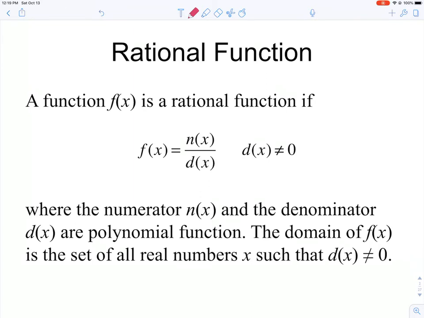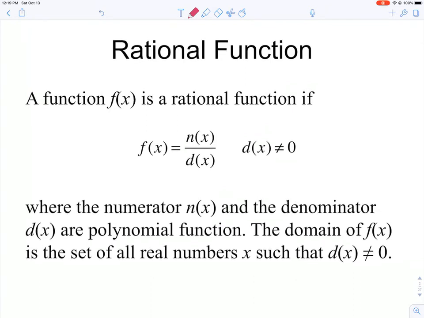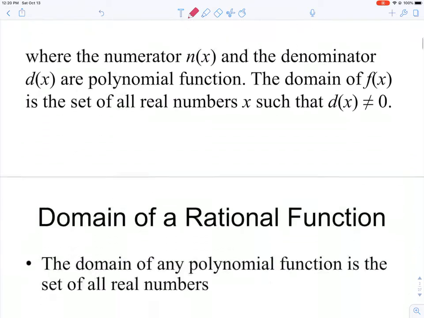Now, we know that a denominator cannot be equal to 0, right? Then the function would be undefined. So for rational functions, we're going to have to exclude those values from the domain that would make the denominator equal to 0. So where polynomials had implicit domains that were all real numbers, rational functions are going to be all real numbers except for those values that would make the denominator equal to 0.